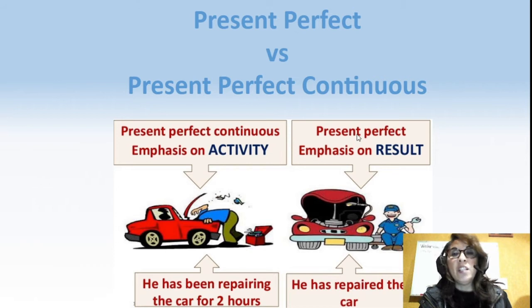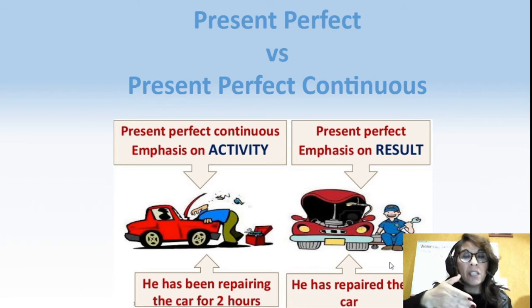What is the difference with present perfect? Only in the present perfect do you emphasize a result. Check the picture. What happened here? That he has finished. He has repaired the car. Why? Because you have a result in the present. Something that you started in the past, but you have a result in the present. He has already finished repairing the car.